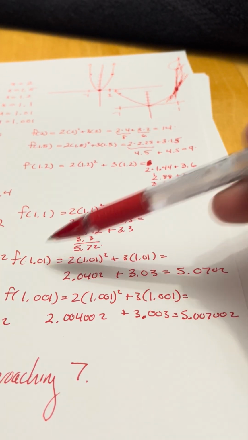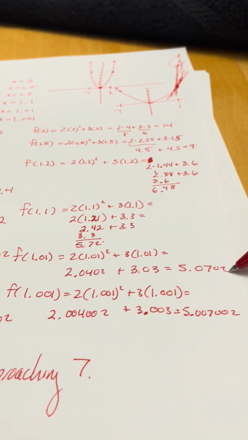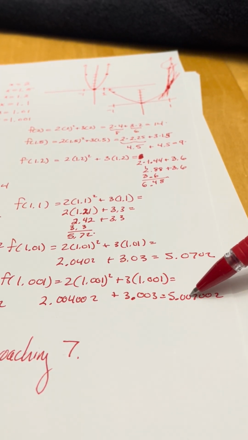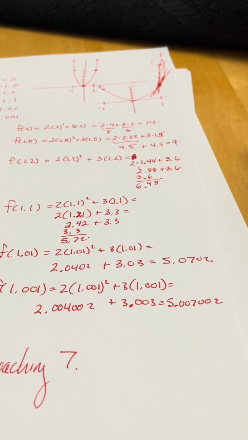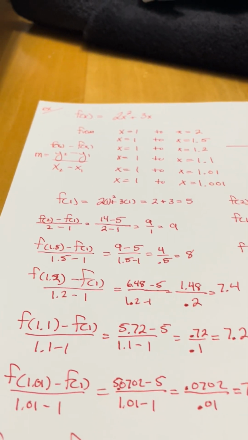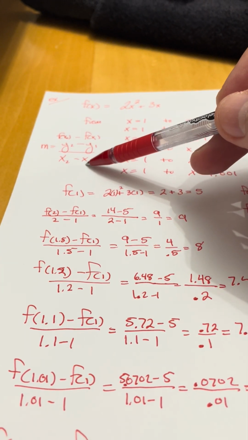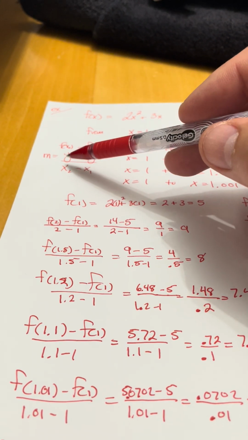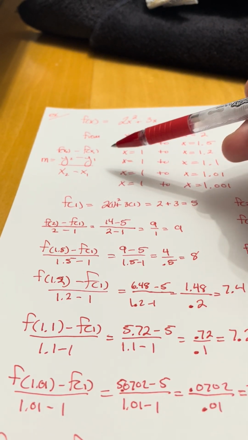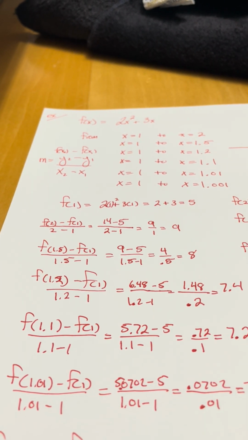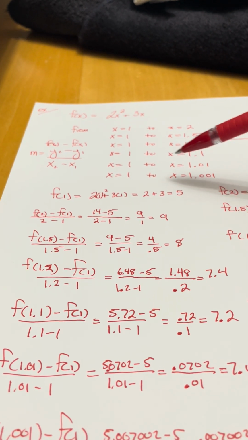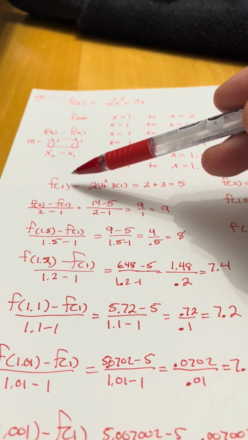I did 1.01, and I got 5.0702, and then I did 1.001, and I got 5.007002. And the question might come up, well, why didn't we just do the x value of 1? The problem is if the second point is 1 and the first point is 1, what ends up happening is we get 0 in the denominator, and we can't divide by 0, which is part of the reason why I spend so much time talking about domain. So now we're going to do the slope.